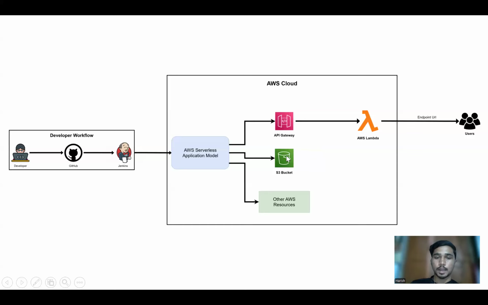So this is the S3 bucket. It stores static assets or data related to the application, and the other resources like additional AWS resources, like DynamoDB and SNS, that may be required. So here, this is the user interaction. The users interact with the API Gateway endpoint, which triggers AWS Lambda to execute business logic. So data or static files are fetched from the S3 bucket or the AWS services.